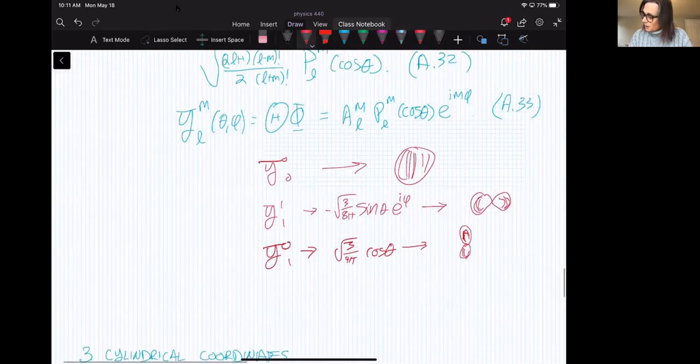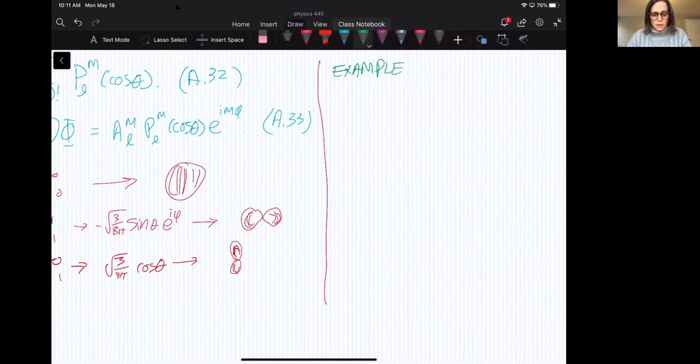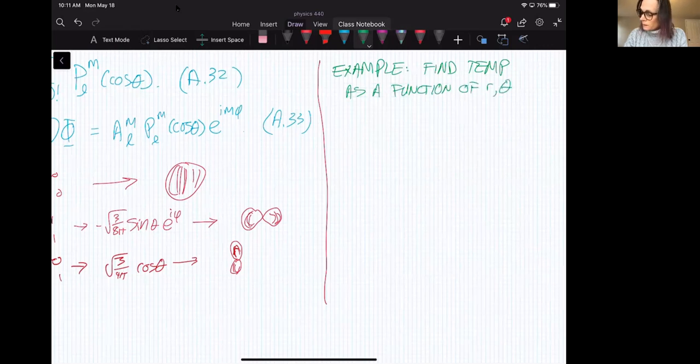Okay, so I've run out of room. I'm going to switch over here for my example. So this is similar to, it may even be the same question. I just wanted to do something that was pretty closed form. Let's basically use this to find the temperature as a function of r and theta inside a sphere with a surface temperature given by T(R, theta) equal to 2 plus cosine theta.